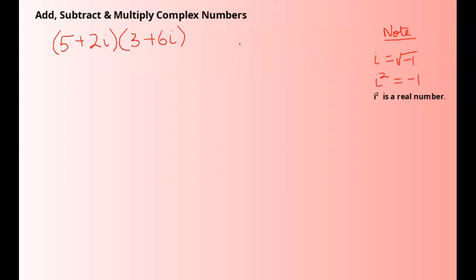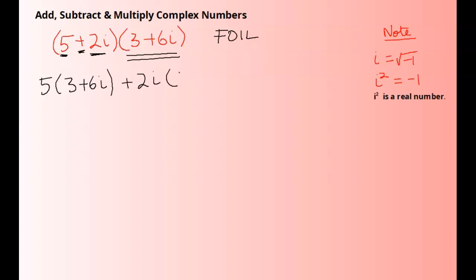So first of all, we are applying what we call FOIL, or we are setting up a distribution. We take this and it multiplies this, 3 plus 6i. And then we take this one and also multiply the same stuff here. So we bring the plus 2i, and then it multiplies the 3 plus 6i.